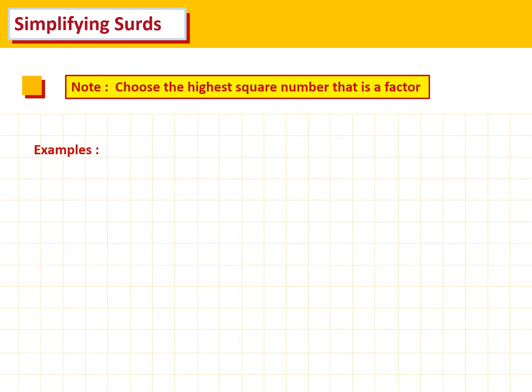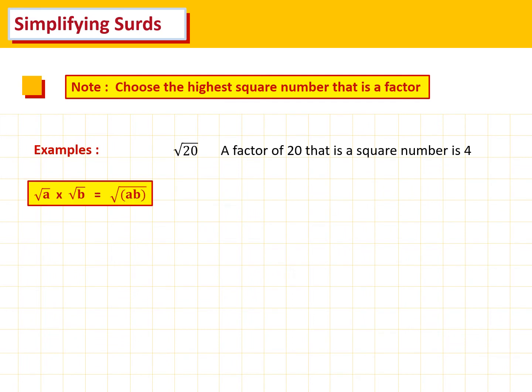Let's have a look at another example. Root 20. What is the highest square number that divides into 20? The highest square number that's a factor of 20. And the answer to that question is 4. So we can rewrite root 20 using the rule as root 4 times root 5. And the square root of 4 is 2, so we can write that as 2 root 5.